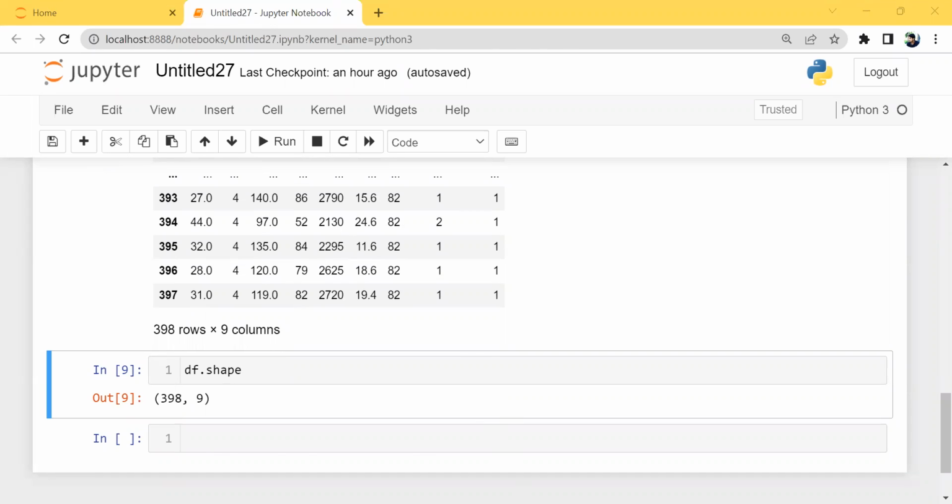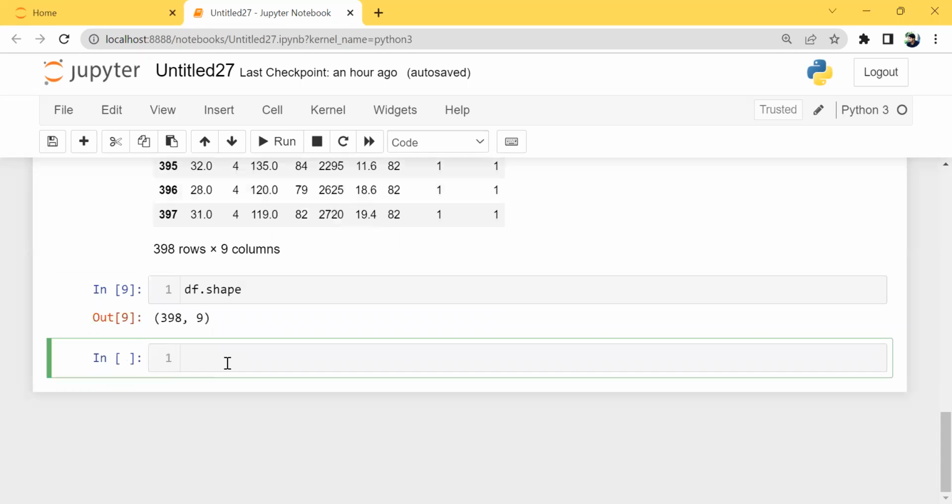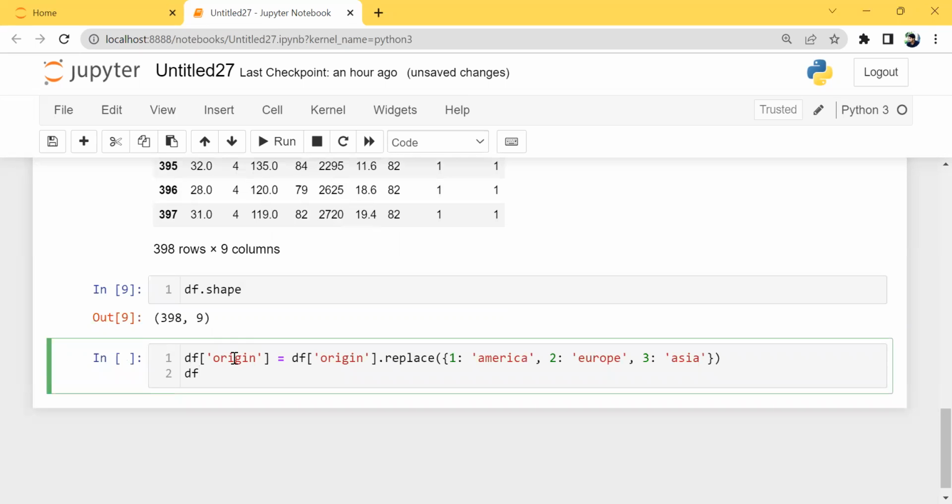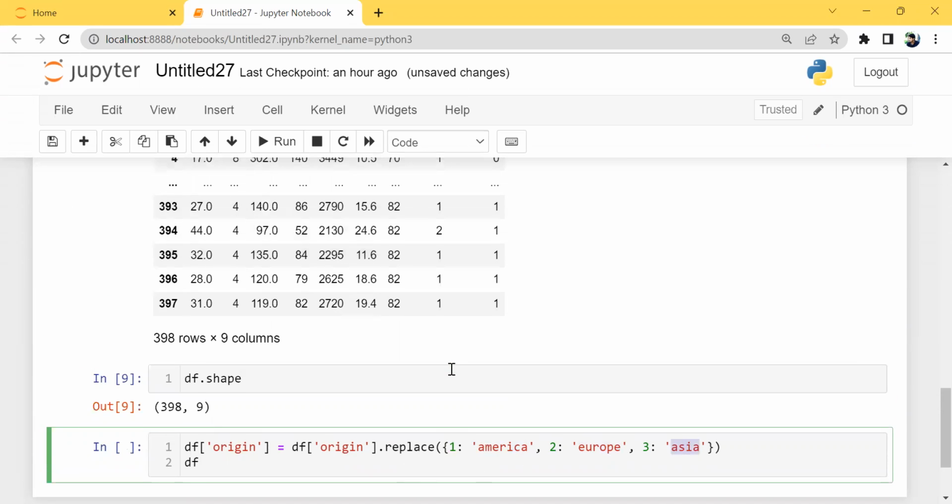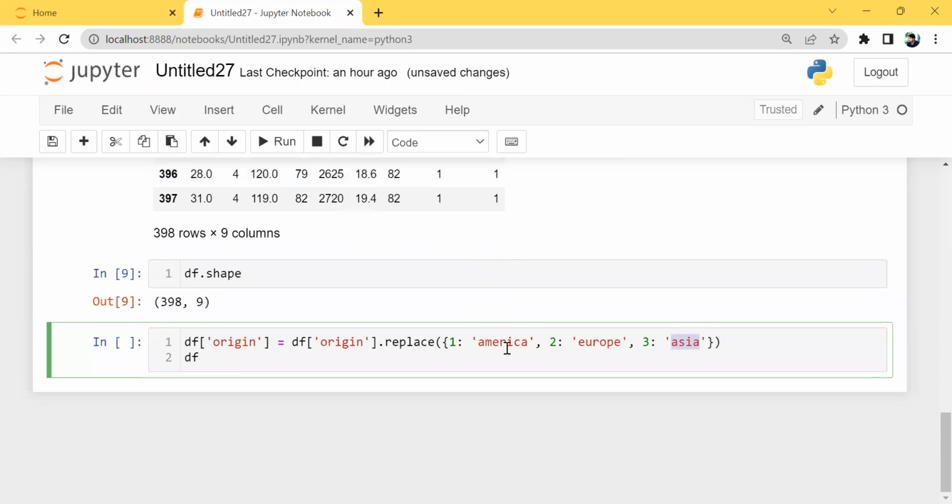So what you can do is perform one hot encoding, right? So why are we actually doing one hot encoding? See here, df of origin equal to df of origin dot replace. What we are replacing is these particular labels with the original values. So 1 is a label for America, 2 is a label for Europe, 3 is a label for Asia. We are going to replace those labels with the original values.